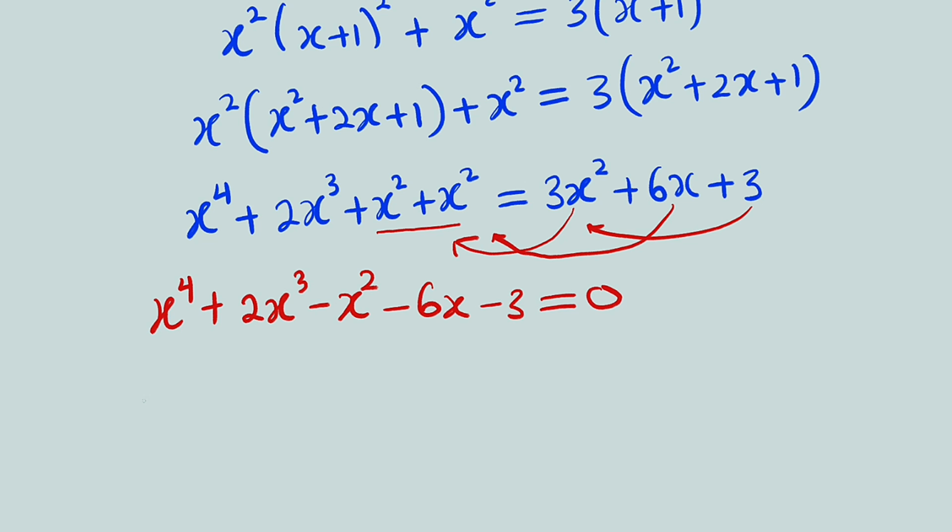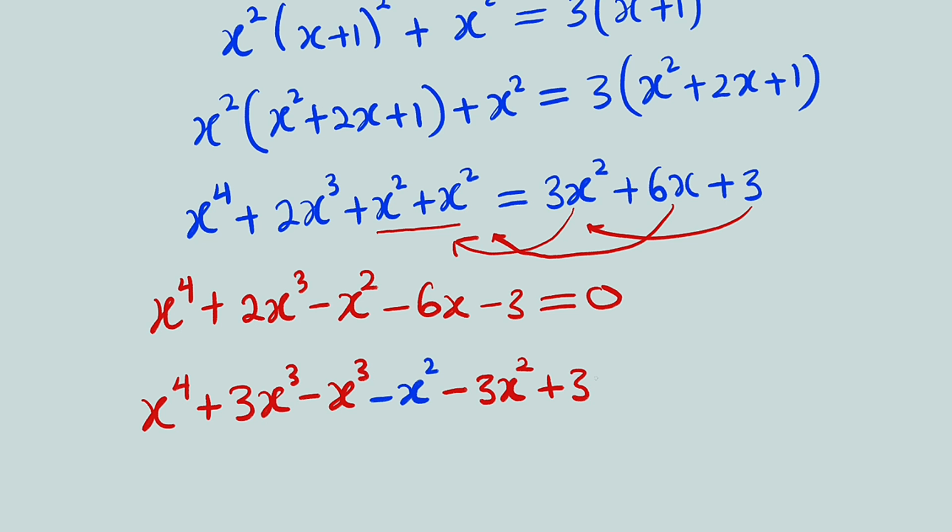All right, we have x to the power of 4. But instead of 2x to the third power, I can write it as 3x to the third power, then minus x to the third power, which is the same thing as 2x to the third power. Then I want to leave negative x squared as it is there. Then let us add and subtract 3x to the second power. So we have negative 3x to the second power plus 3x to the second power. You know, this is just 0.